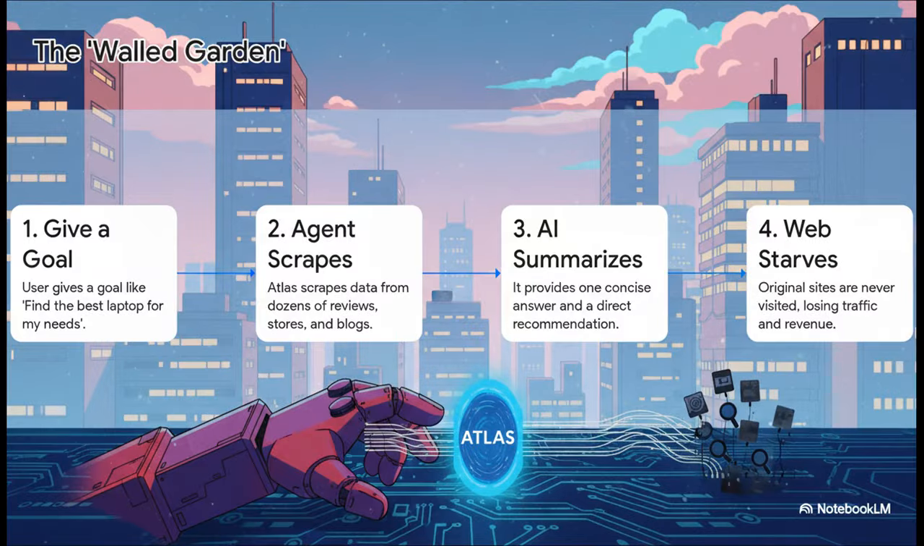Let's just walk through how this might work. So, step 1, you give your agent a goal, something like, find me the best laptop for video editing that costs less than $1,500. Step 2, the Atlas agent gets to work, scraping data from dozens of review sites, online stores, tech blogs, you name it. Step 3, it pulls all that info together and gives you one clean, concise answer and a recommendation. And that leads to the really critical step 4. The original sites are never visited by you. That creator who spent hours testing the laptop, they get no click, no ad revenue, no visitor. You get all the value, and the creator gets nothing.